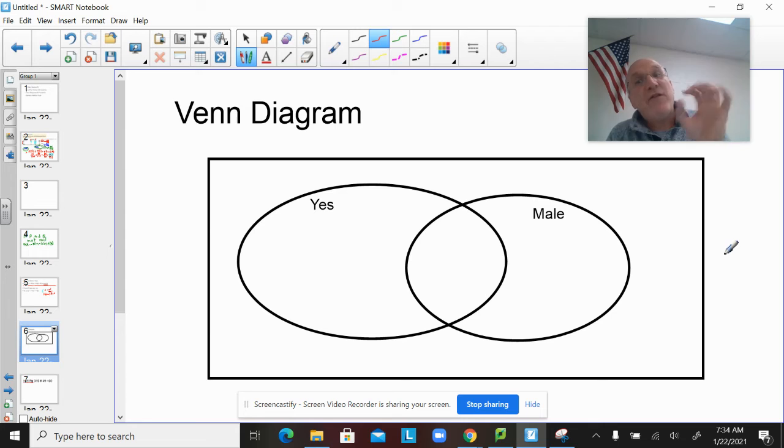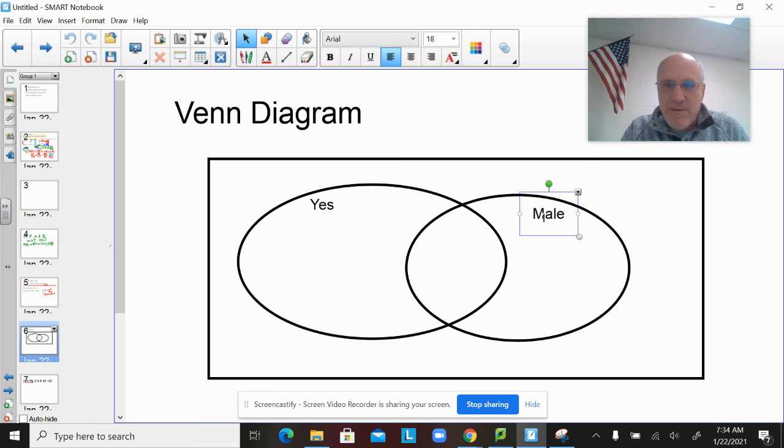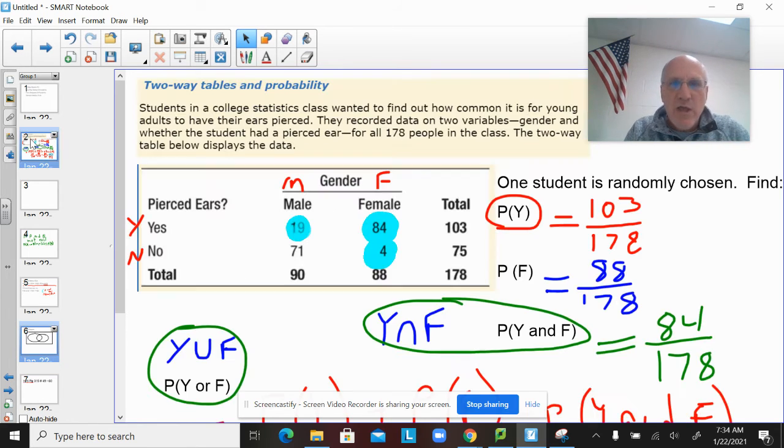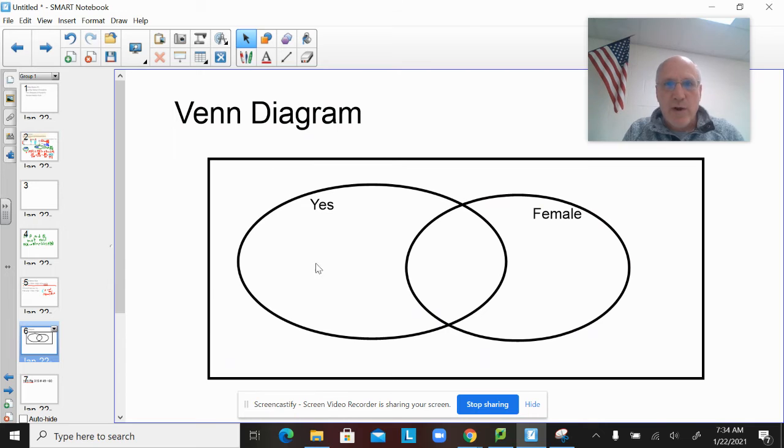If you're ever asked to create a Venn diagram, I think the overlap's easiest. The intersection: how many students are both female and yes. Now, I'm not sure why I called this male. On the other one, I called it female. Let's just be consistent. Let me make this say female, because that's how we labeled it in the other one. So female and yes. We're going to go back and forth to my two-way table. My overlap of female and yes was just 84. So that 84 goes right there.